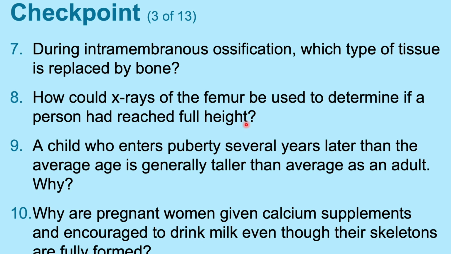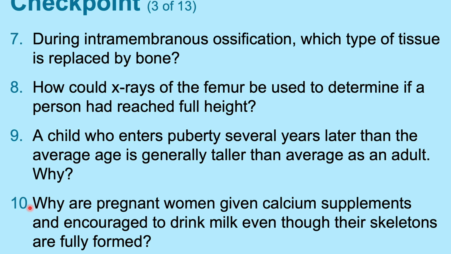9. A child who enters puberty several years later than the average age is generally taller than average as an adult. Why is this? The reason for this is that growth continues throughout childhood. At puberty, a growth spurt occurs. Then that is followed by closure of the epiphyseal cartilages. The later puberty begins, the taller the child will be at the start of the growth spurt. So when growth is completed, the individual will be taller than individuals who began puberty earlier.